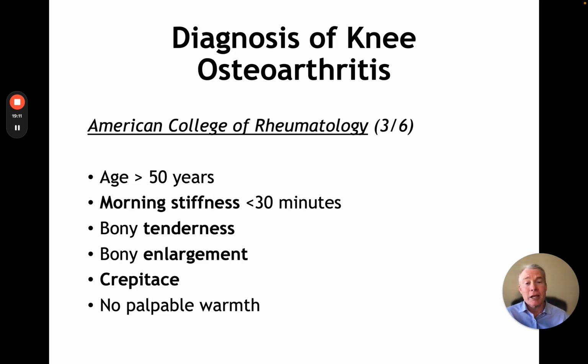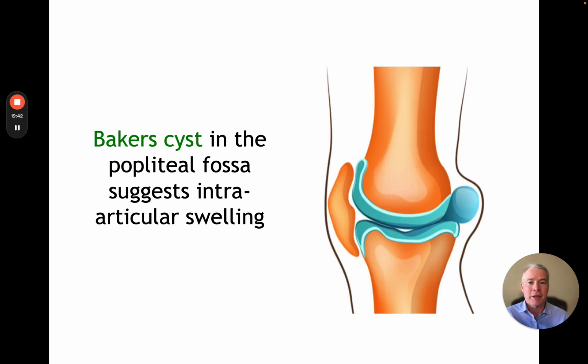Now, the American College of Rheumatology gave us some criteria for the diagnosis of knee osteoarthritis. Number 1, you're really old, like me. Number 2, you have morning stiffness, but it doesn't last more than 30 minutes. Number 3, you have bony tenderness or bony enlargement if it really gets dramatic, and a lot of times that crusty joint starts to make noise. But usually there's not warmth associated with knee osteoarthritis. Warmth or morning stiffness that lasts more than 30 minutes would indicate some inflammation that may be an inflammatory arthropathy.